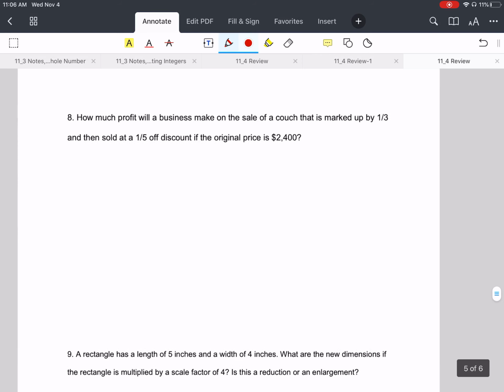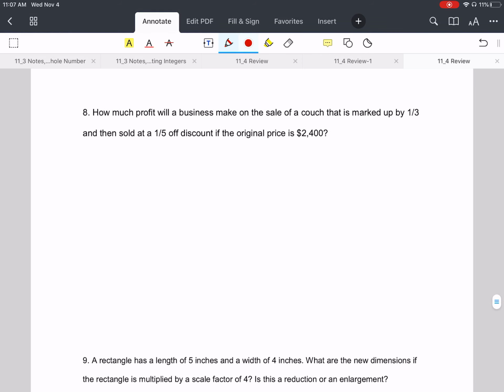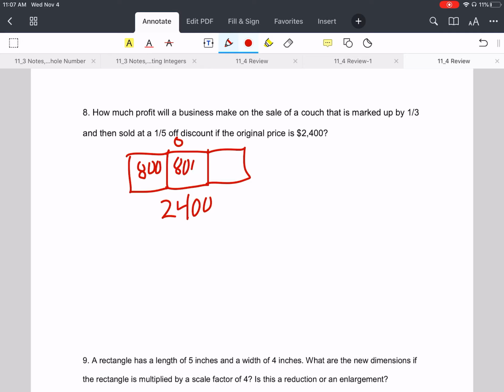Number 8, these are tough problems. How much profit will a business make on the sale of a couch that is marked up by 1/3 and then sold at a 1/5 off discount? So we have to think of this as two parts. So we start with 3 boxes, each representing 1/3. This is our original price. And if the original couch costs $2,400, that means there are $800 per box.